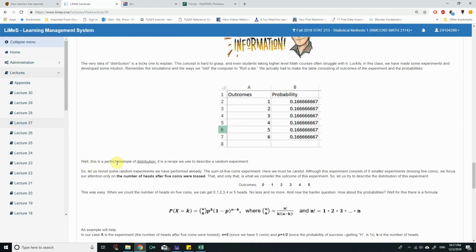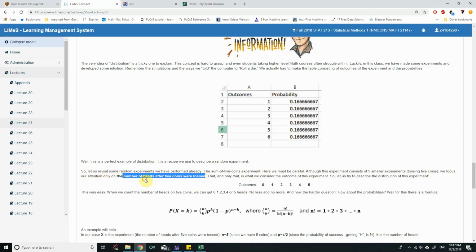Okay. Well, this is a perfect example of distribution. It is a recipe we use to describe a random experiment. So distribution is the method that we use to describe a random experiment. Let us revisit some random experiments we have performed already. Sum of 5 coins experiment. Here we must be careful. Although these experiments consist of 5 smaller experiments, tossing 5 coins, we focus our attention only on the number of heads after 5 coins were tossed.